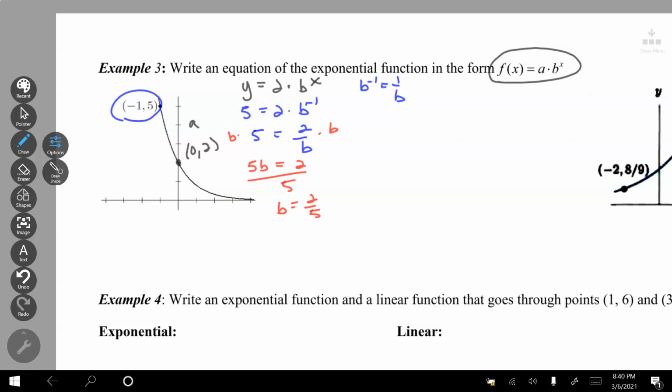And that seems about right, because this is a decay function. My b value better be smaller than 1. So y is equal to 2/5 to the x is the equation of that graph.